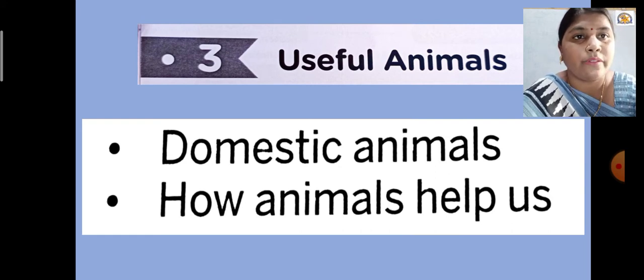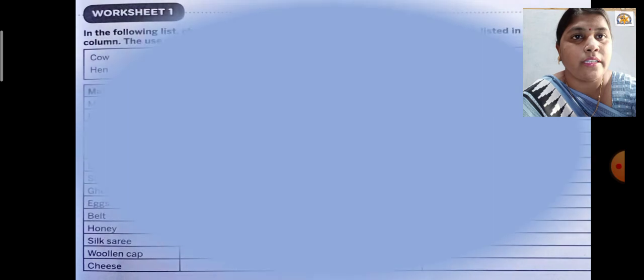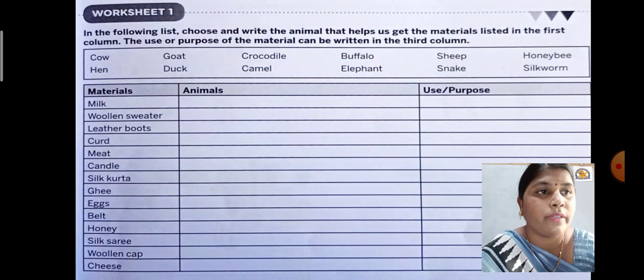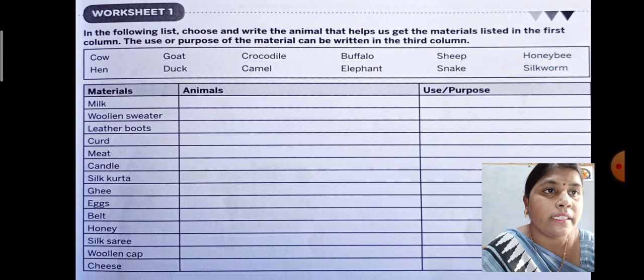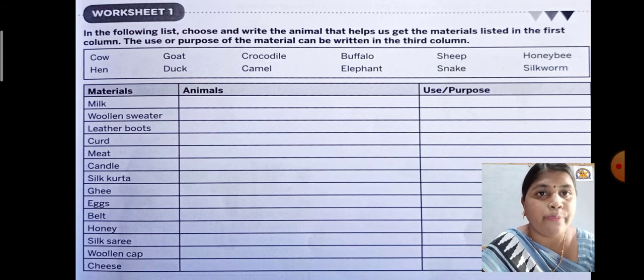So let us start the worksheet of lesson number 3. See, this is worksheet number 1. In the following list choose and write the animal that helps us get the materials listed in the first column. Student, I am going to explain the questions, so listen properly. In the first list there are 3 columns. Number 1 materials, see the chart, number 2 animals, and number 3 use or purpose.